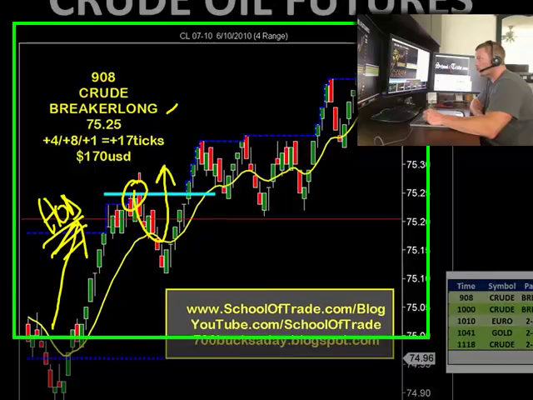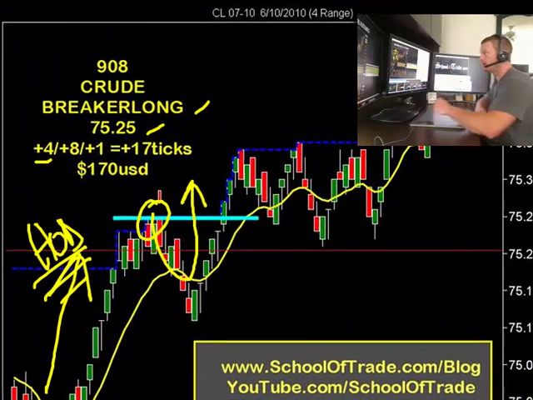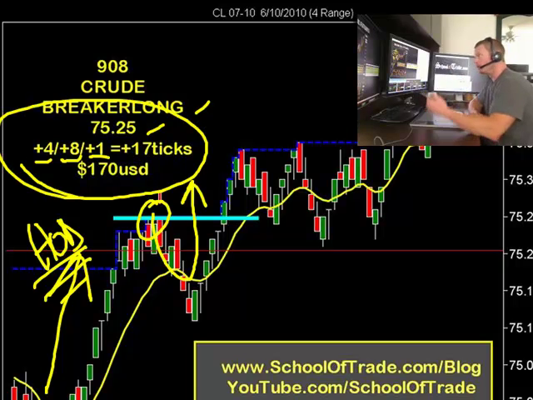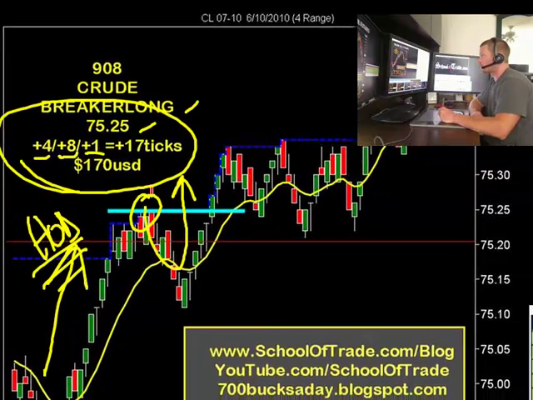25 was the fill. 2 off at 4, 1 off at 8, 1 off at 1. 4 contracts total. That's 17 ticks times $10 a tick. That's 170 USD. So a very easy pattern through the high of day, a breaker pattern that goes with the short-term trend. We put 17 ticks. Now that was the smallest winner we took all day.